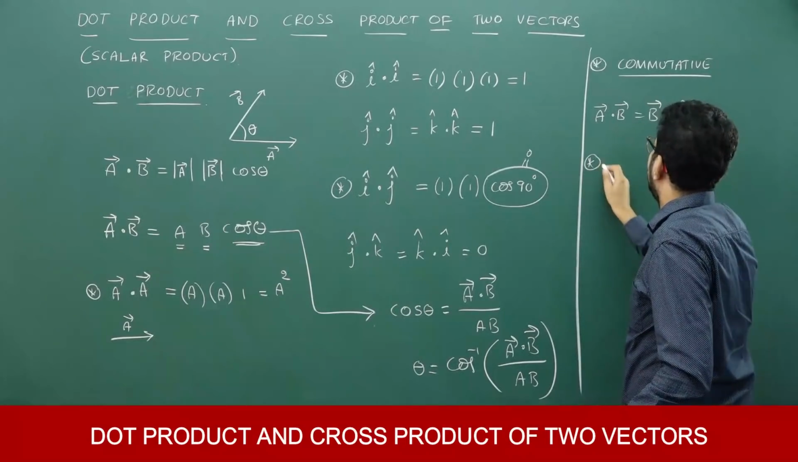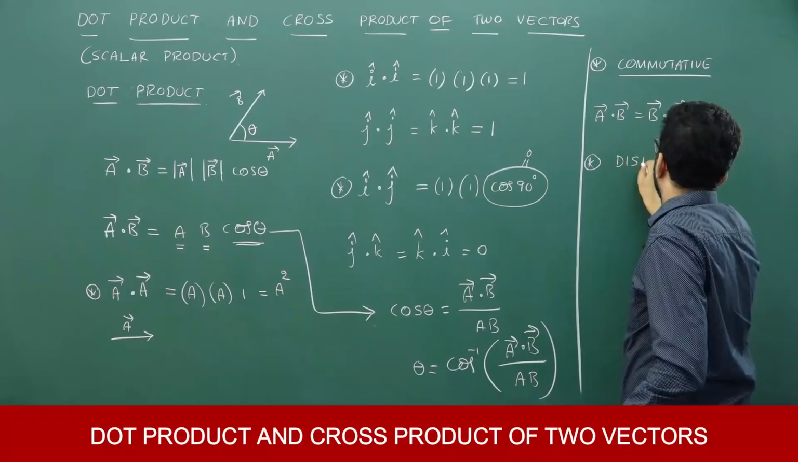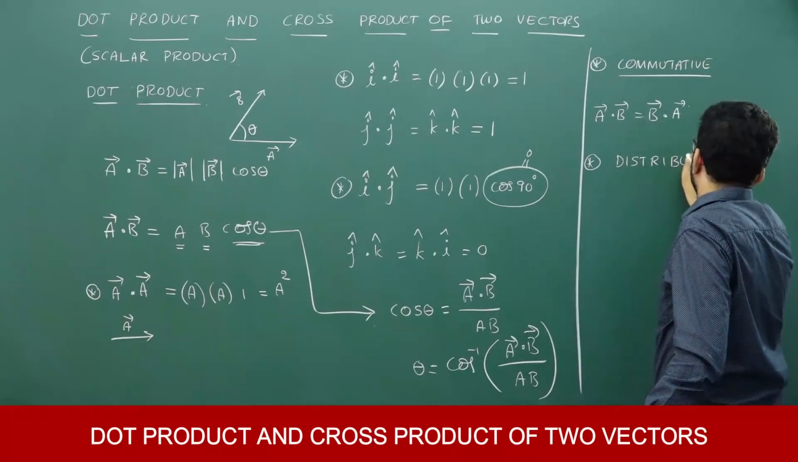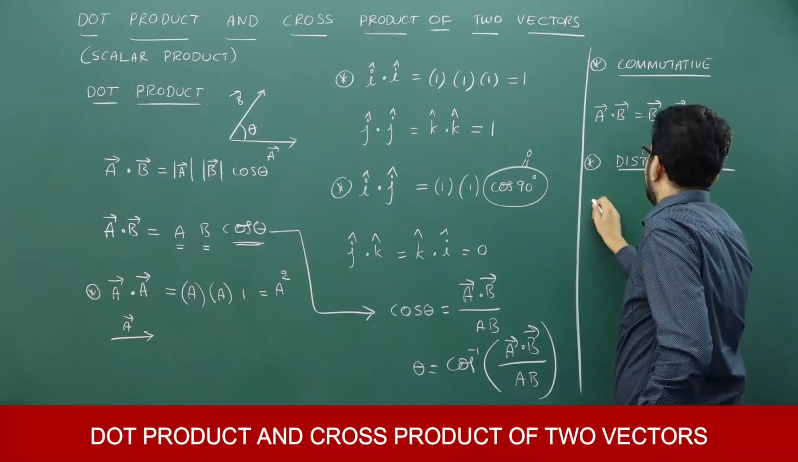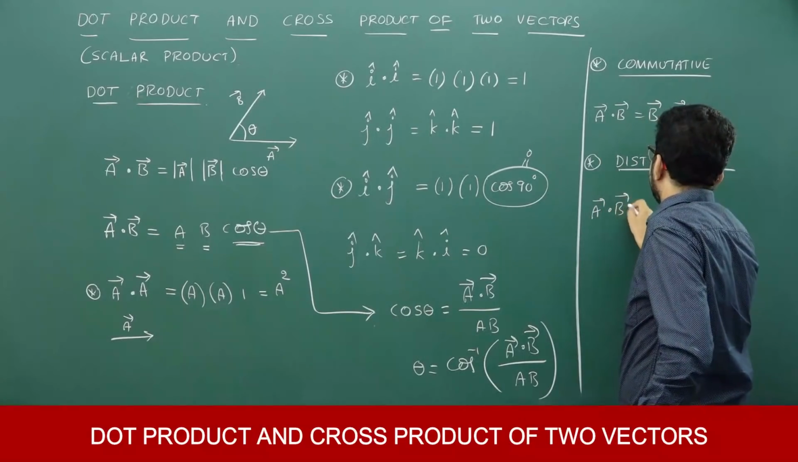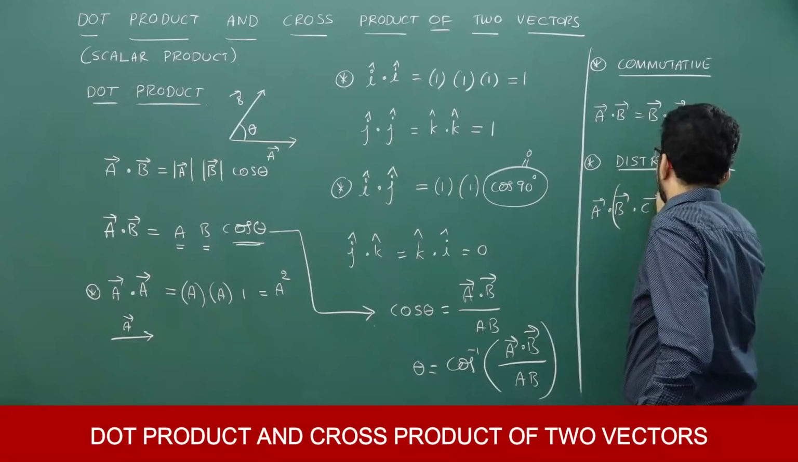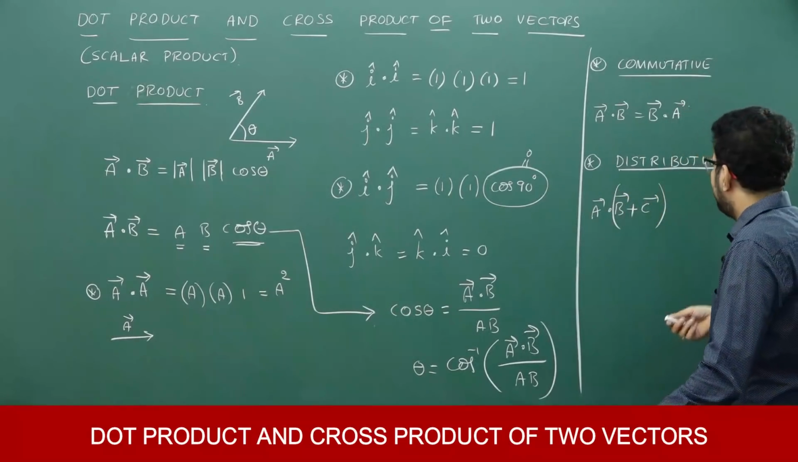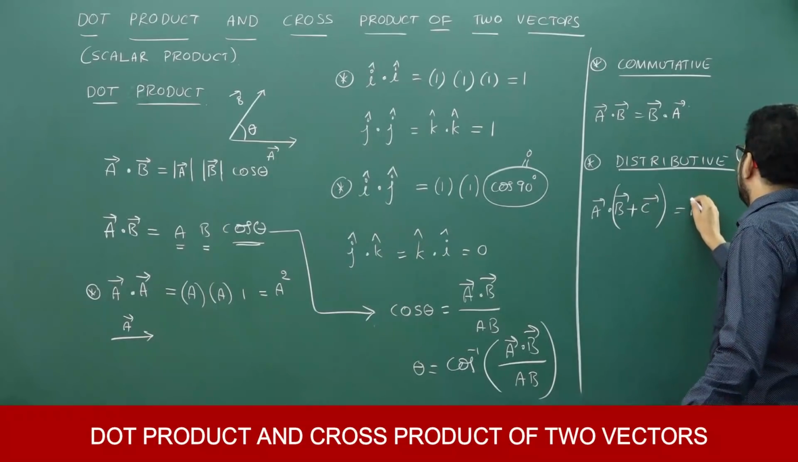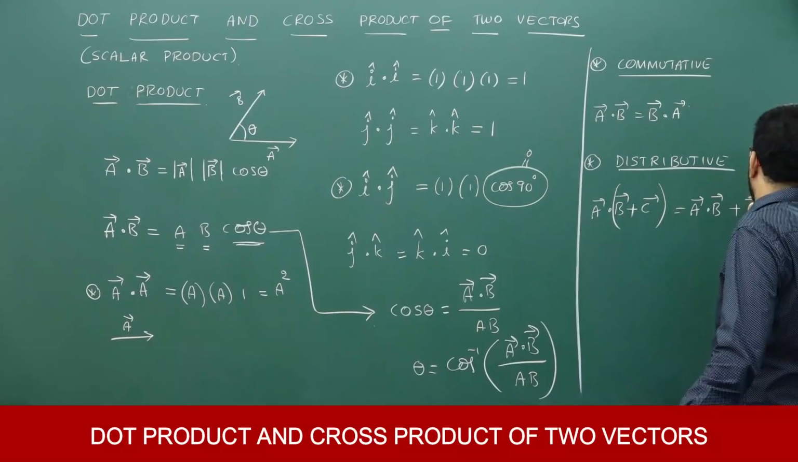Similarly, scalar product is distributive. That means A dot (B plus C) is equal to A dot B plus A dot C.